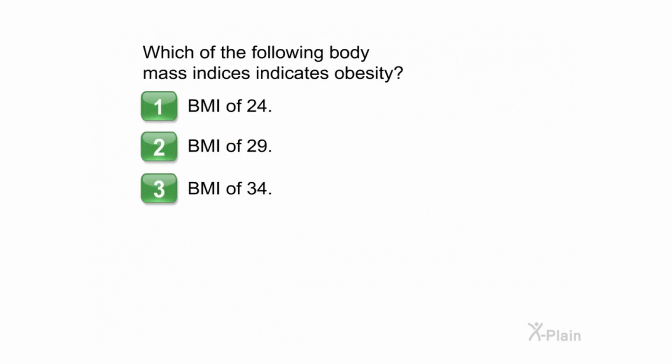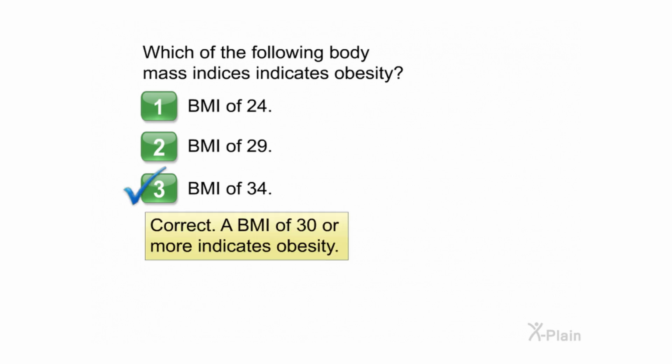Which of the following body mass indices indicates obesity? Choose one of the following options. 1. BMI of 24. 2. BMI of 29. 3. BMI of 34. Correct. A BMI of 30 or more indicates obesity.